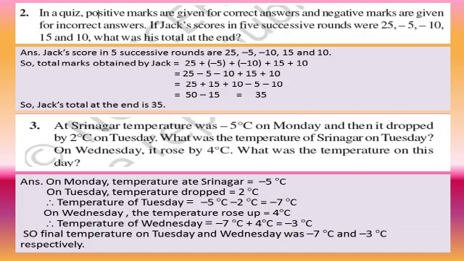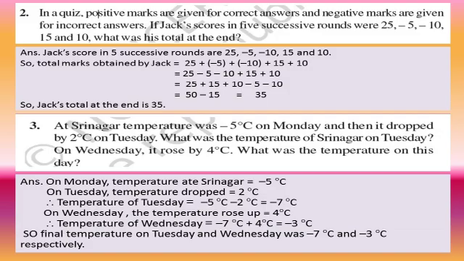Third question. At Srinagar, the temperature was -5 degrees Celsius on Monday and then it dropped by 2 degrees Celsius on Tuesday. Dropped means the temperature decreased. What was the temperature of Srinagar on Tuesday? On Wednesday, it rose by 4 degrees Celsius, meaning it increased. Then what was the temperature on this day?